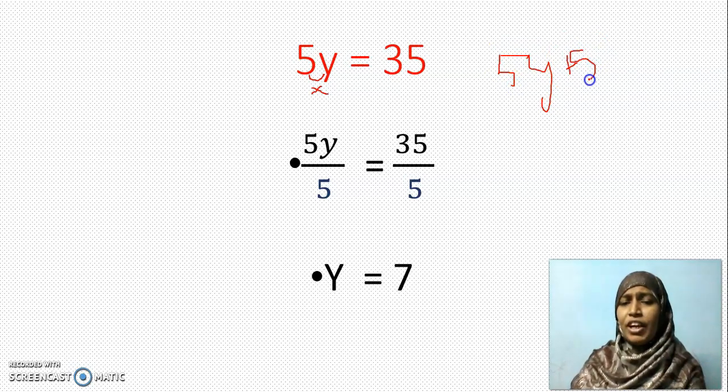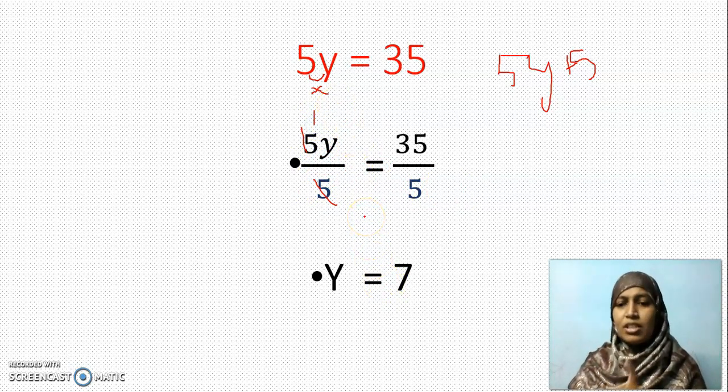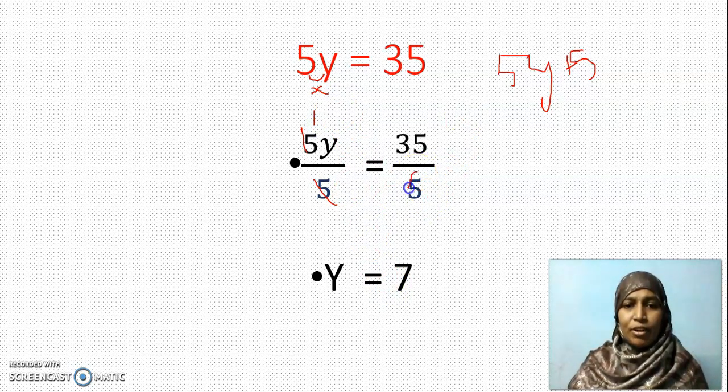But I want only y. How to get rid of this 5? I don't want this 5. It is in multiplication. What should I do now? I should divide by 5 on both the sides. I have divided it. So it becomes 1 y, only y. 1 y means y alone. And 1 5 is 5. 7 5s are 35. Is it clear, my dear children?